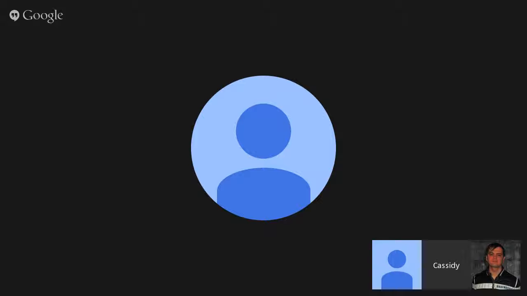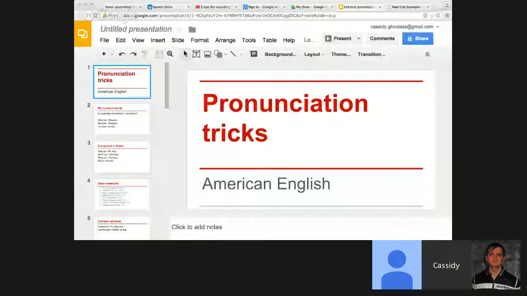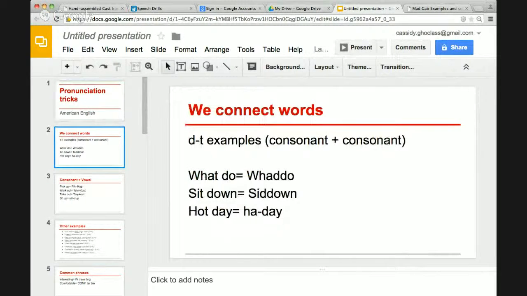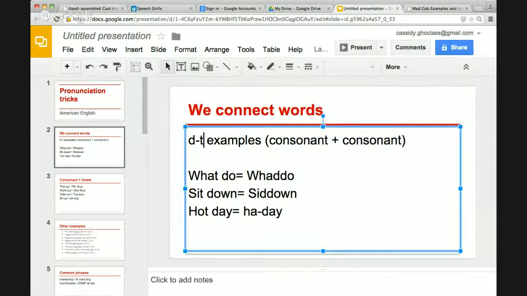Right, so we're going to work with that stuff that he said, because it's all fine if you're listening to a video, but if you don't practice it, it's hard to remember anything. So we're going to talk about how he connects words. He gives two examples in English of how we connect words: consonant with consonant and consonant with vowels. For consonant with consonant, I connected with the D and T examples.